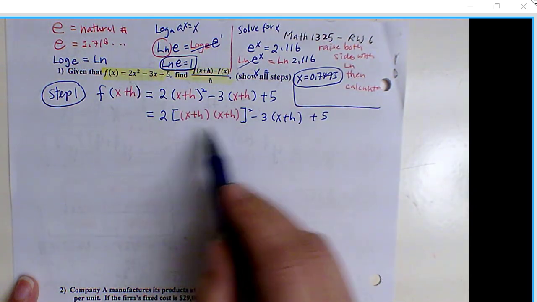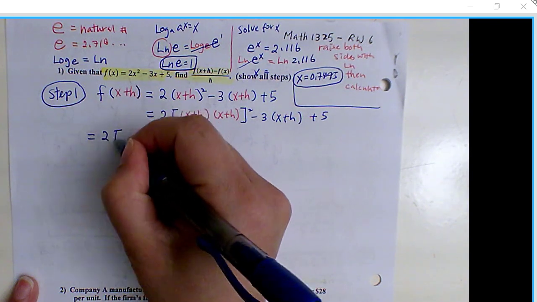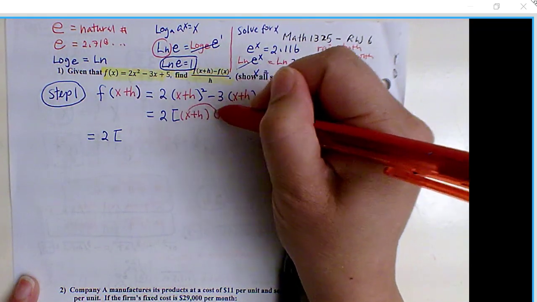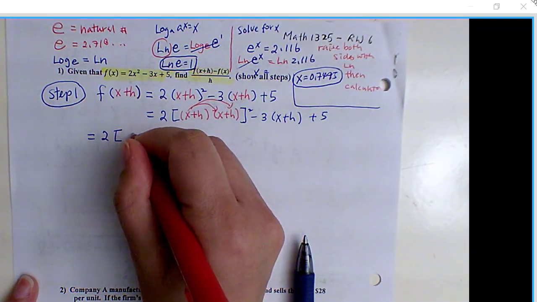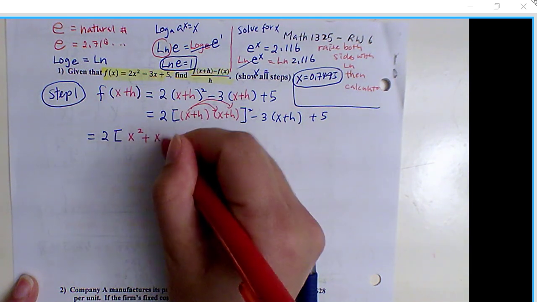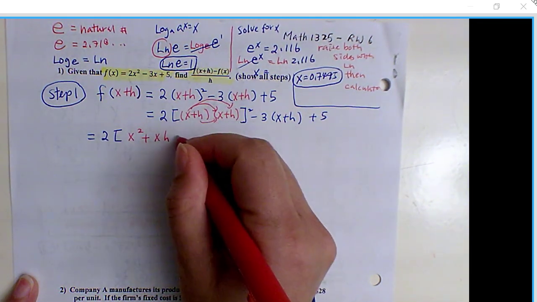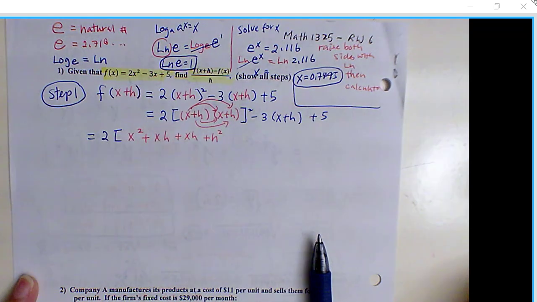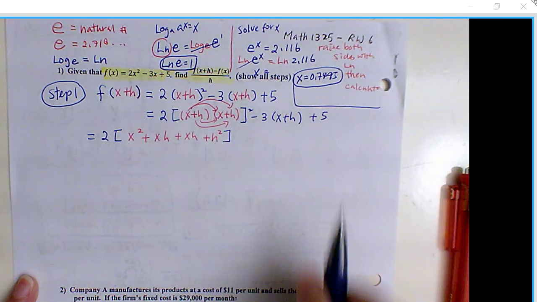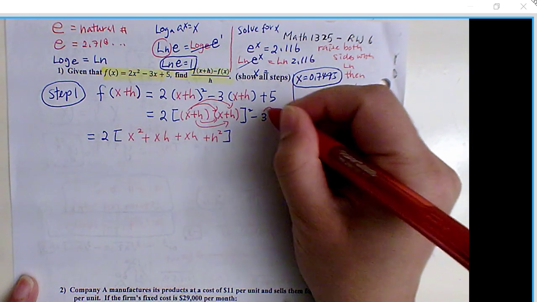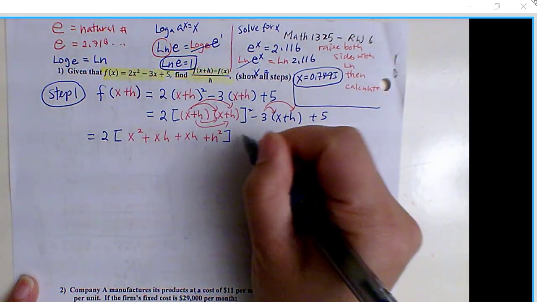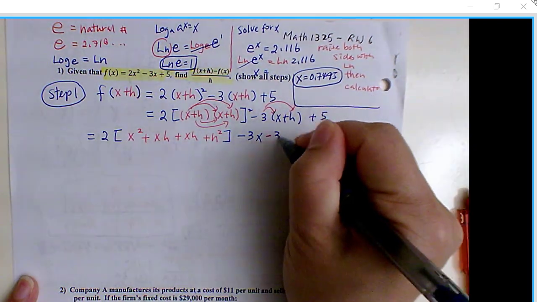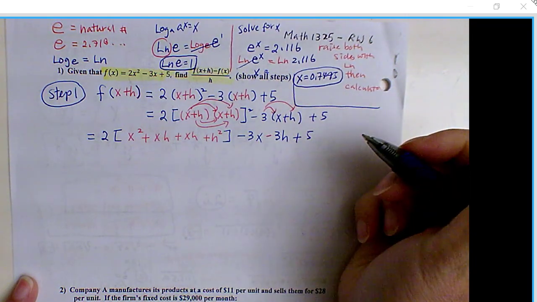So we can FOIL inside the parenthesis. If you like, you can pause the video and try that on your own, and then check the answer. So we will have x times x is x squared, x times h is xh, and then another xh, and finally plus h times h is h squared. And on the second part, we can distribute the negative 3 in there. So that will give me negative 3x. And then don't forget to multiply the negative in there, negative 3h plus a 5.